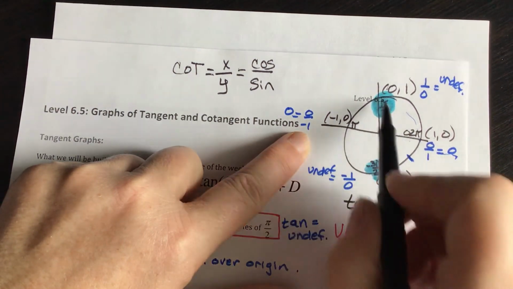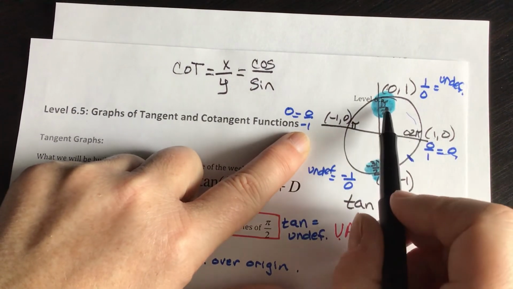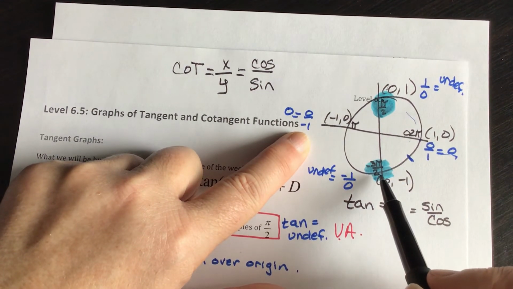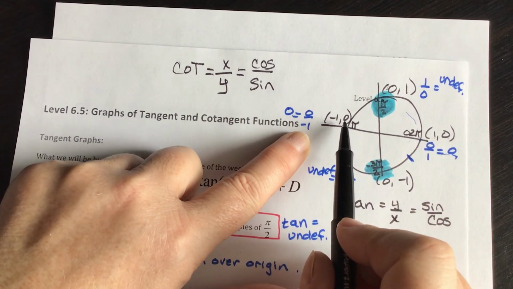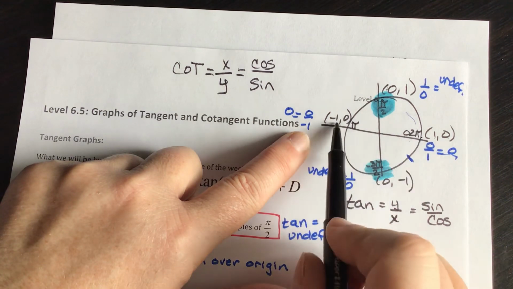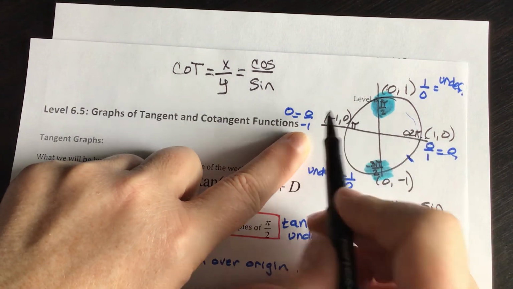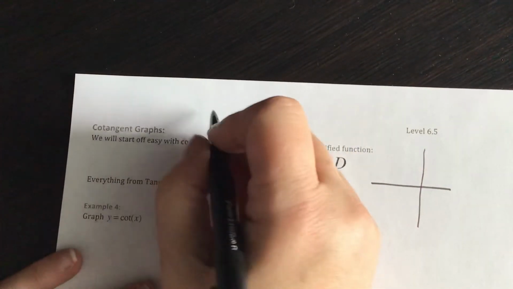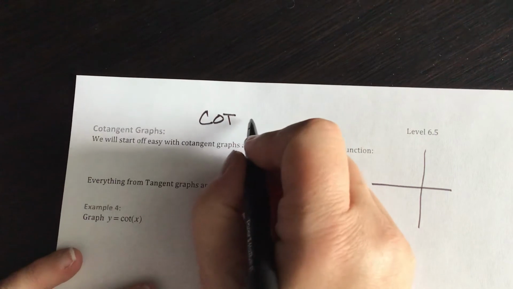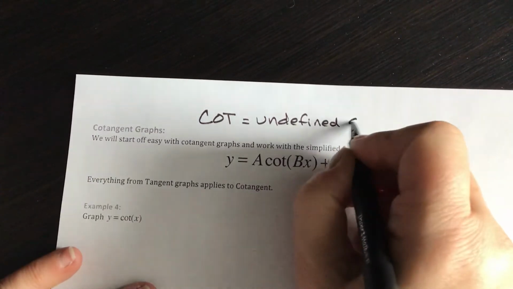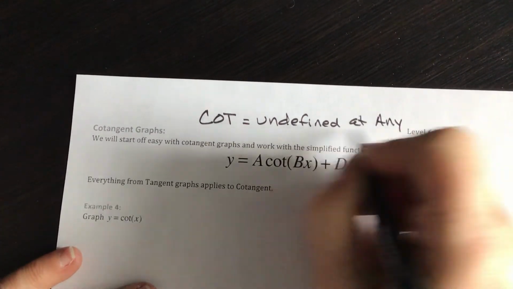Okay, so it's kind of the opposite of the tangent ones. It's where tangent was undefined at odd multiples of pi over 2. Cotangent is going to be undefined at any multiple of pi. All right, so any multiple of pi is going to be undefined. So I'm going to write that on this. Cotangent is undefined at any multiple of pi.